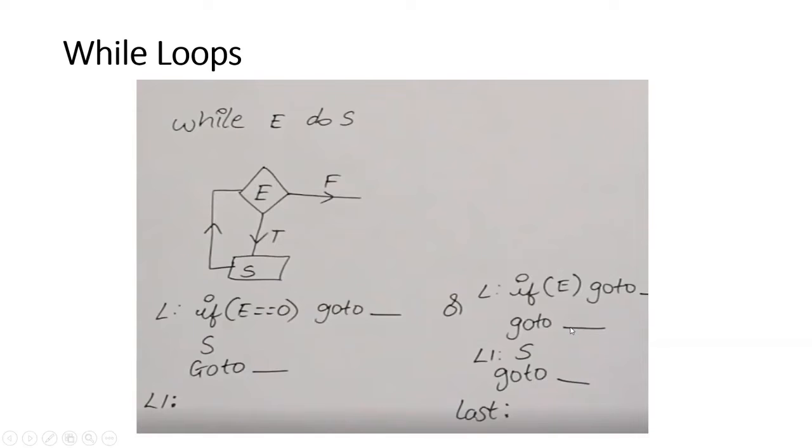If the condition is false, we'll exit from the loop. So what we'll write here is go to last. So the complete loop: if E is true, then go to L1, perform the statement, go to L. If the condition is false, then go to last.